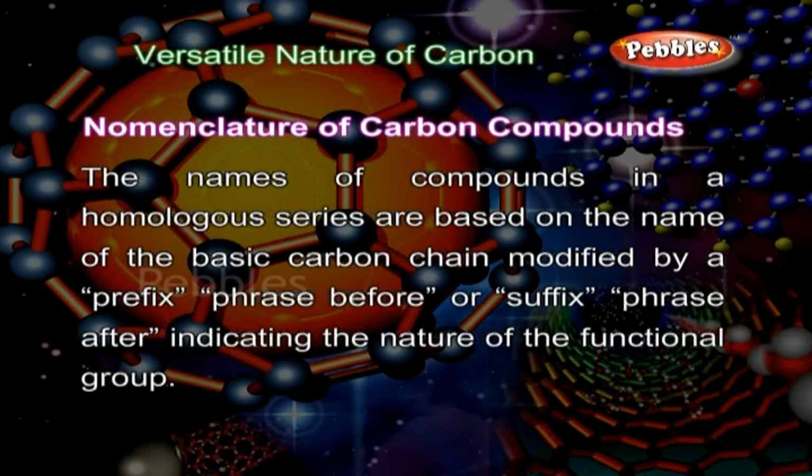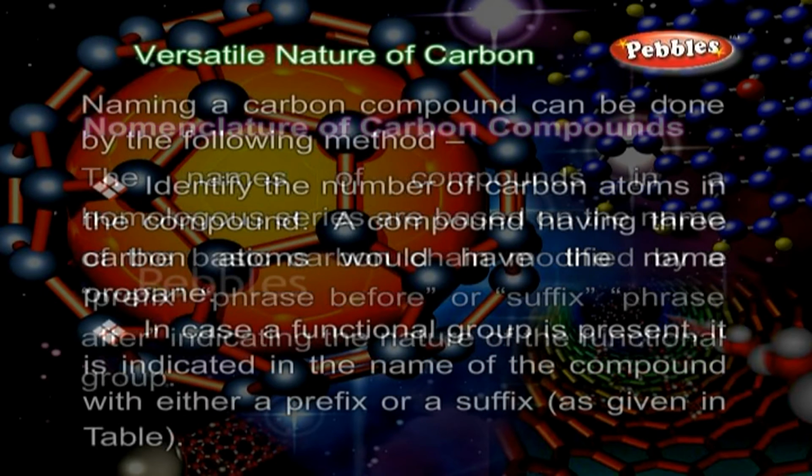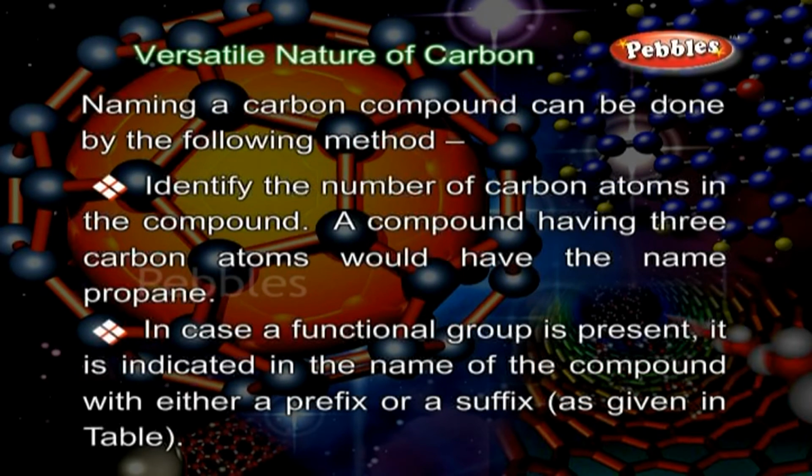Nomenclature of carbon compounds. The names of compounds in a homologous series are based on the name of the basic carbon chain modified by a prefix, phrase before, or suffix, phrase after, indicating the nature of the functional group. Naming a carbon compound can be done by the following method. Identify the number of carbon atoms in the compound. A compound having 3 carbon atoms would have the name propane.